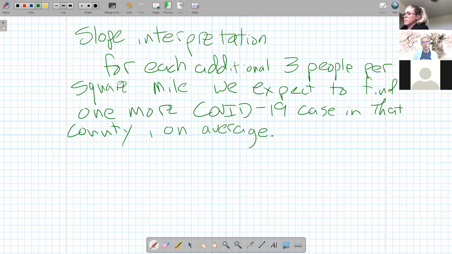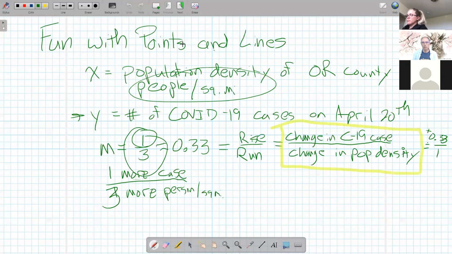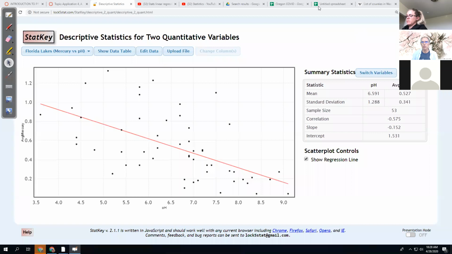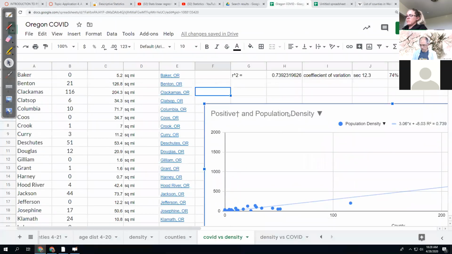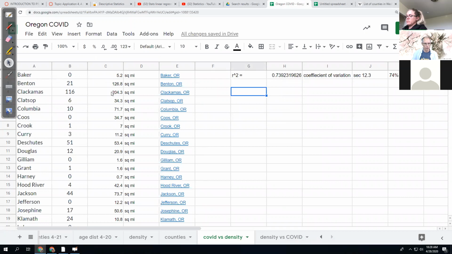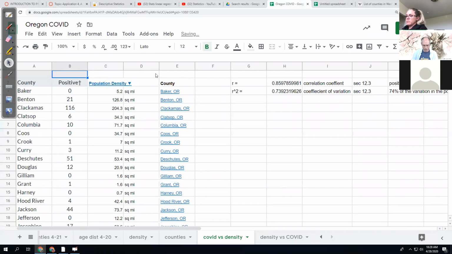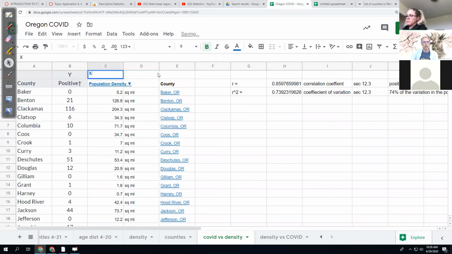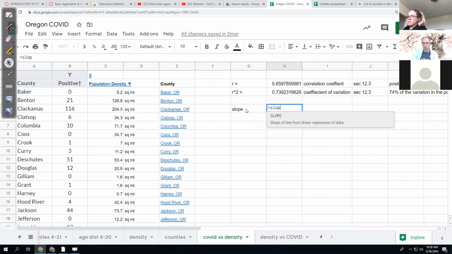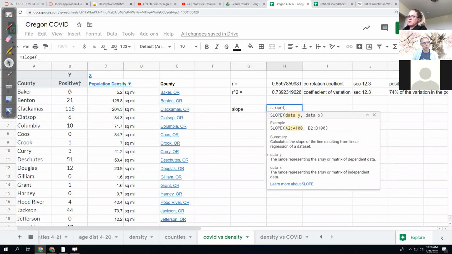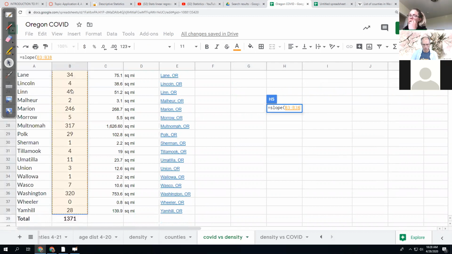Is there an interpretation for the y-intercept? So my y-intercept, let's see, I'm going to recalculate that for this new version. Let's delete that. And I'm going to switch my variables here. So let's insert a row above. This one is going to be my y, and this one is going to be my x. And so my slope, just to double check. And again, you do not have to use a spreadsheet here, but it is helpful for the homework. It is y values, comma, x values.